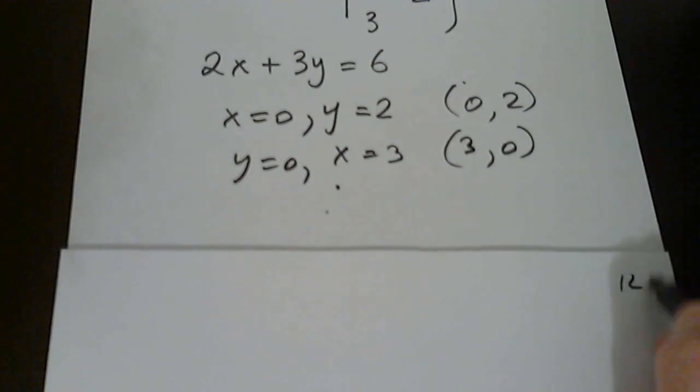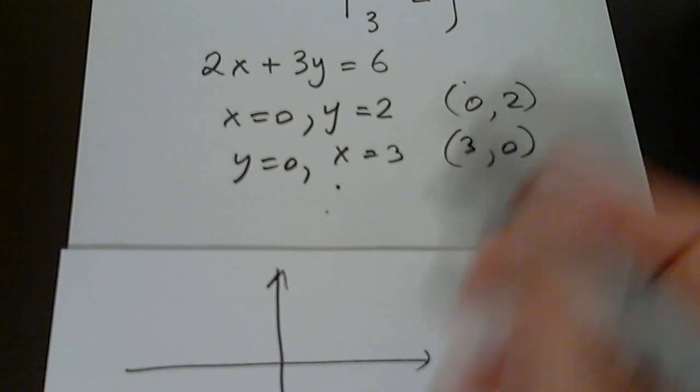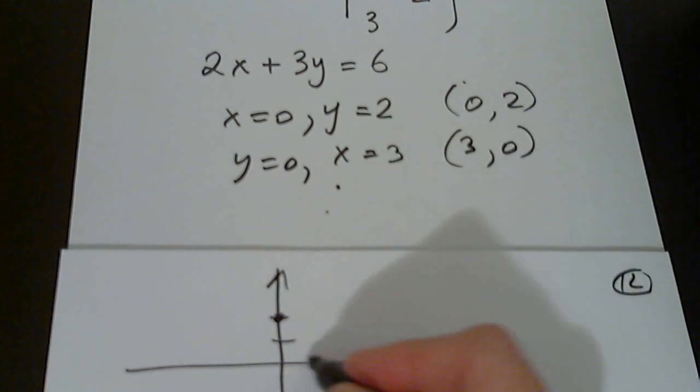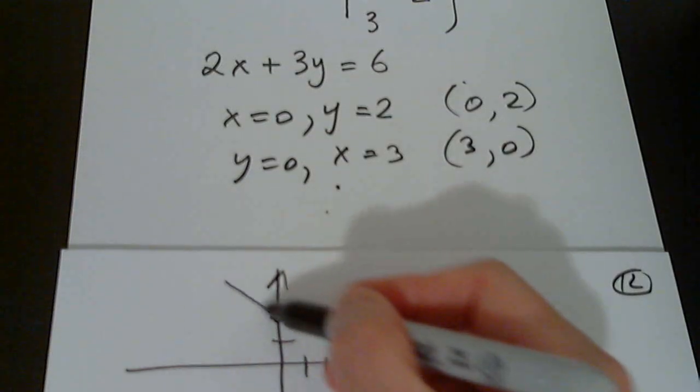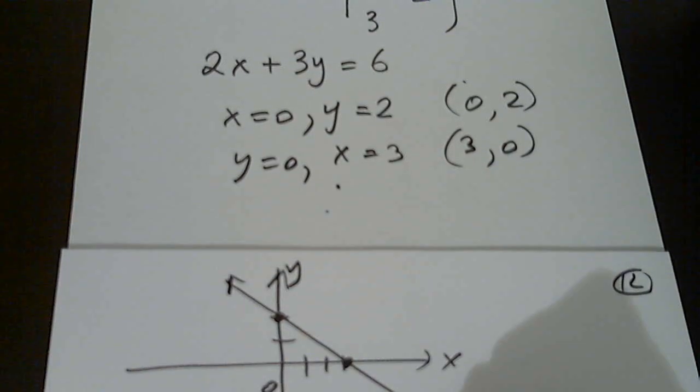That's it. 30 seconds. 0, 2, 3, 0. Done. I don't have anything else to say. Write the equation. Done.